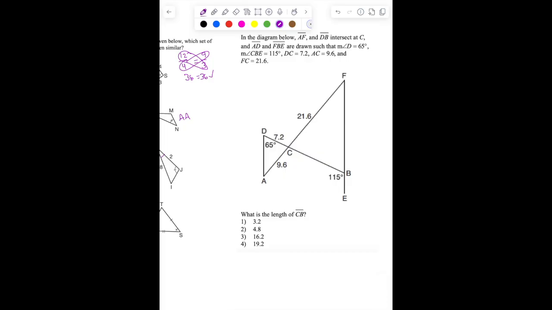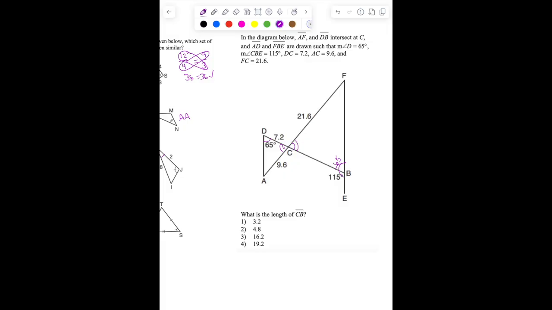Okay, here we're given that angle D is 65 degrees and that angle EBC is 115 degrees. The reason we're given this is because these angles are supplementary, so that means they make 180 degrees. So if we do 180 degrees minus 115, this is also 65. So we have congruent alternate interior angles, and also we have vertical angles, which are always congruent.